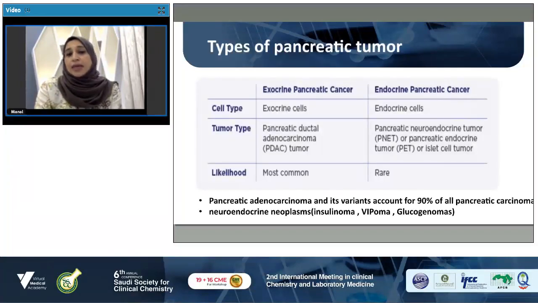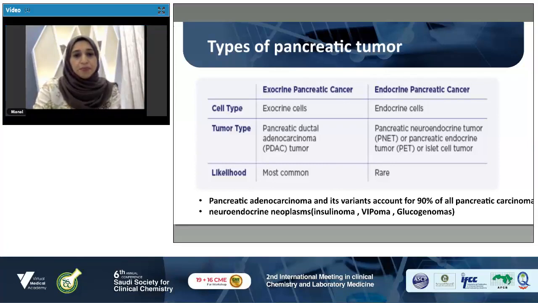The type of pancreatic cancer depends on the cell type. If it originates from exocrine cells, it gives you pancreatic ductal adenocarcinoma, which is the most common. If it comes from endocrine cells, then you get pancreatic neuroendocrine tumors and pancreatic endocrine tumors. Pancreatic adenocarcinoma and its variants account for more than 90% of all pancreatic carcinoma.